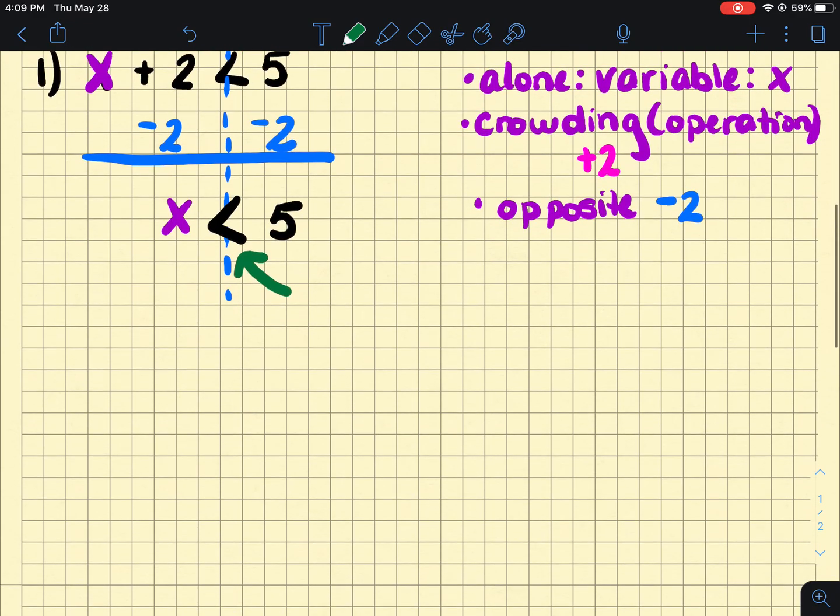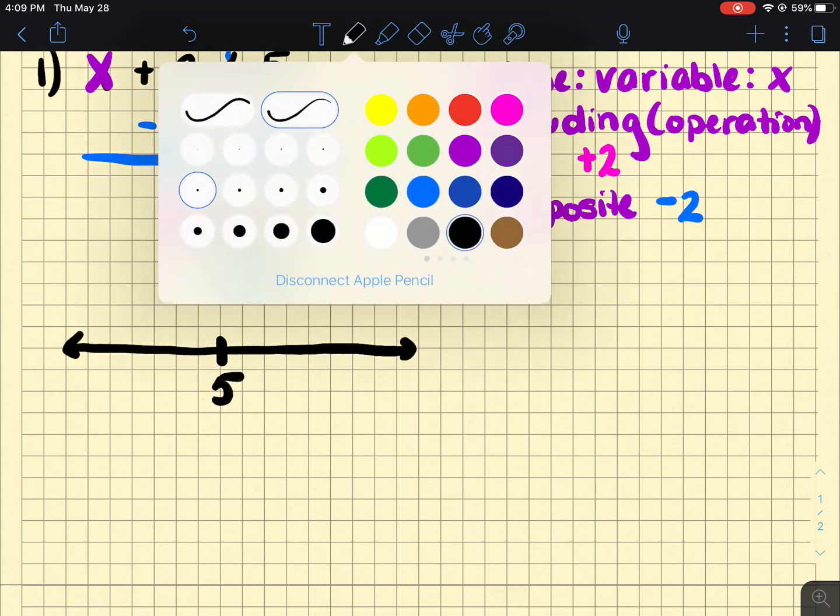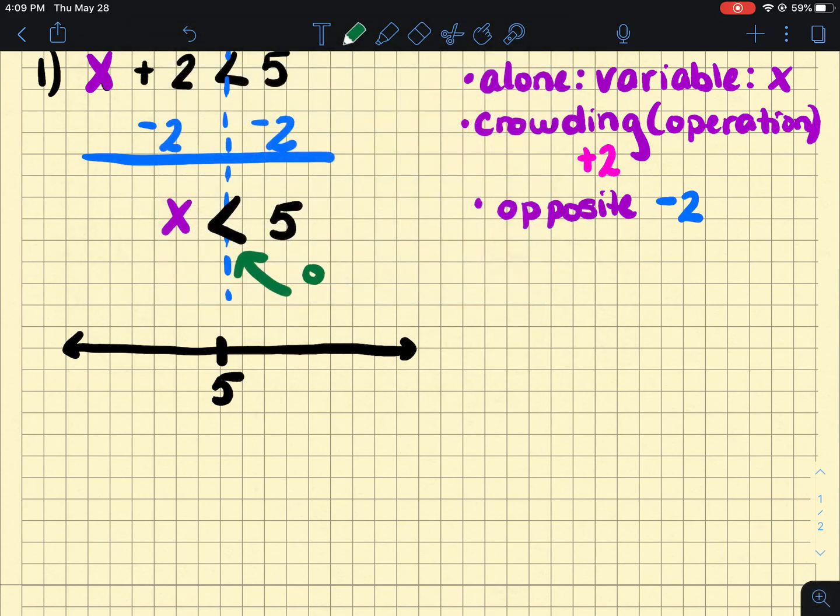So we're going to represent this on a line. And just so you're not tricked when you're doing your tests and stuff, the line will already be there so you don't forget that you have to graph it. The first thing you want to put down is that number. And then you have to decide, is it an open or is it a closed circle? Well, since we're missing the equal on the bottom, that means it's going to be an open circle. So we're going to put an open circle on the 5.